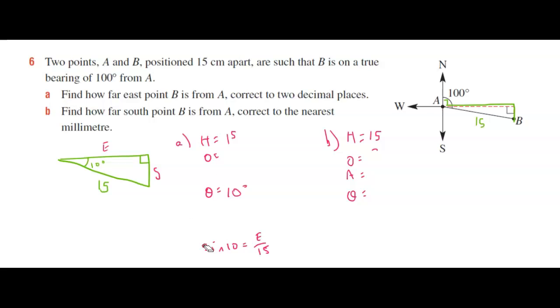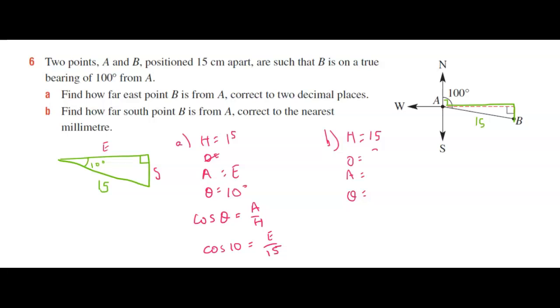I'm not going to pause. Usually I would cut that out, but there we go. Opposite is not what we want, and east is adjacent. Okay, so I should have used cos theta equals A over H. There we go. Cos 10. Adjacent is east over 15. There we go. All right, let's move on to B.